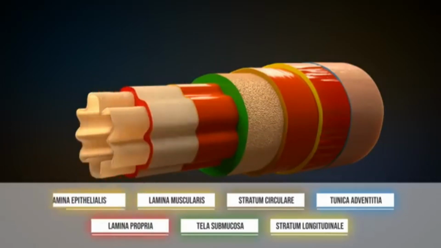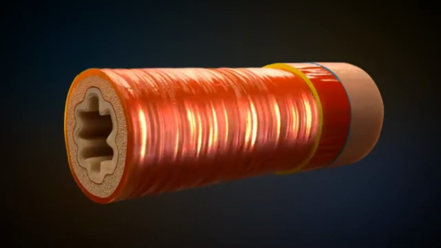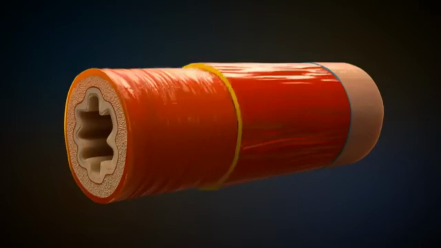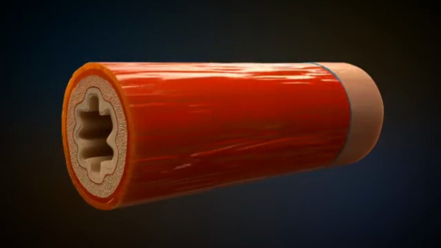The two outer muscle layers are responsible for peristalsis. Through these two muscles, the bolus can be transported from the mouth to the stomach, even if the person is standing on his head.